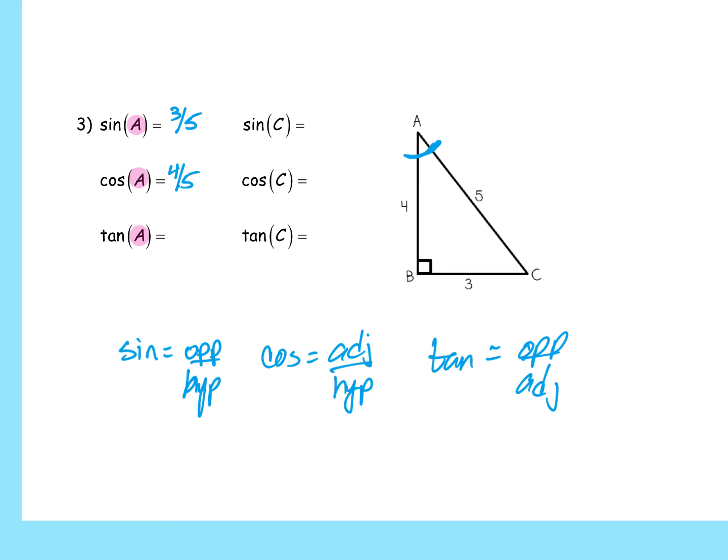Notice I didn't label my triangle this time. Is it okay? Do I have to? No. If you need to do it, then yes, do it. Okay. And tangent is opposite over adjacent, 3/4.